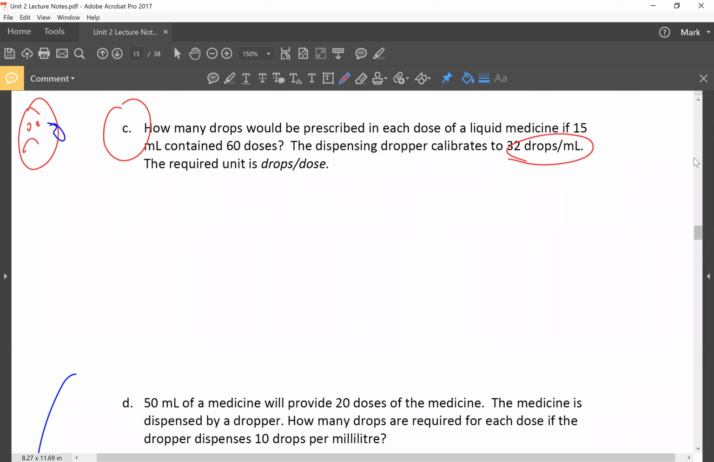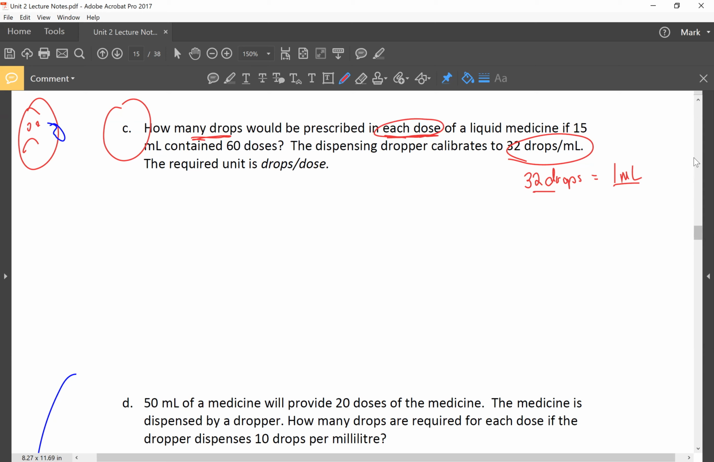This is really important to recognize: this means 32 drops would equal 1 milliliter. When you see 100 kilometers per hour, that means you would travel 100 kilometers in 1 hour. When you see 32 drops per milliliter, that means in 1 milliliter, there's 32 drops. So first things first, I want to figure out how many milliliters are in one dose. It says how many drops would be prescribed in each dose.